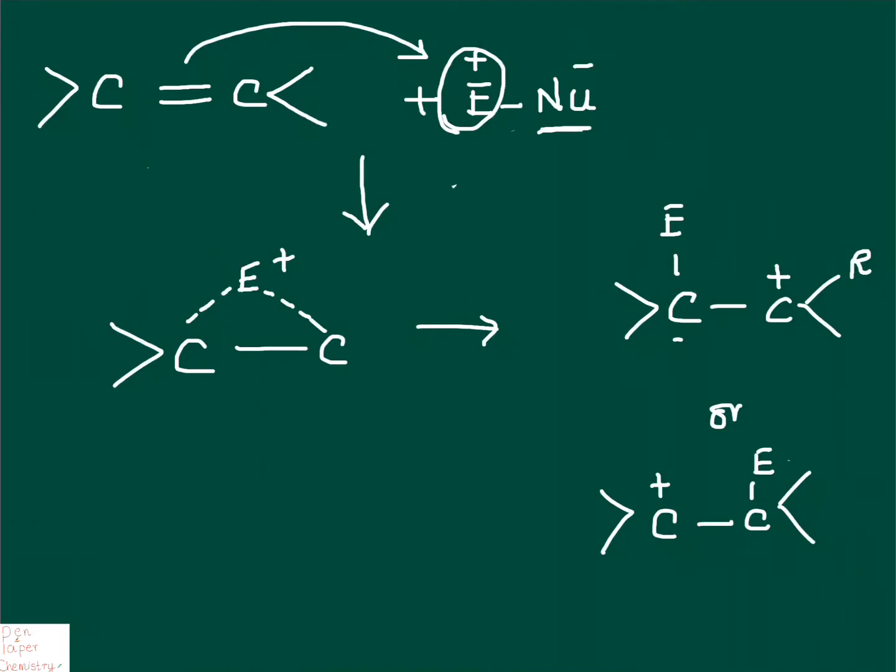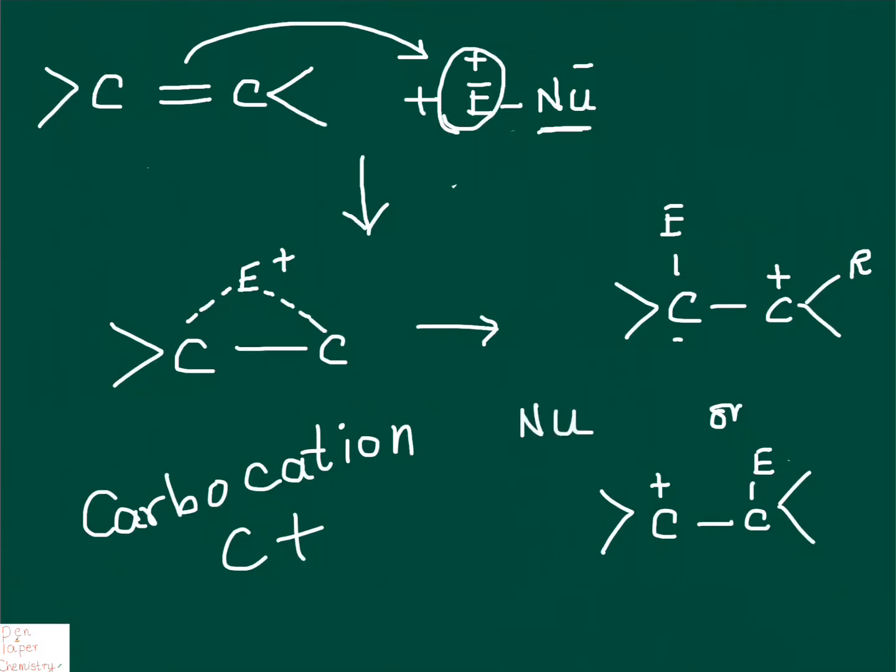Now because we have an intermediate carbocation, right, a carbon species where the carbon carries a positive charge, a carbocation, a carbon with a cut. Easy. So now it becomes susceptible to attack by a nucleophile.